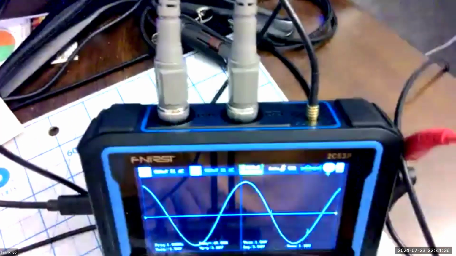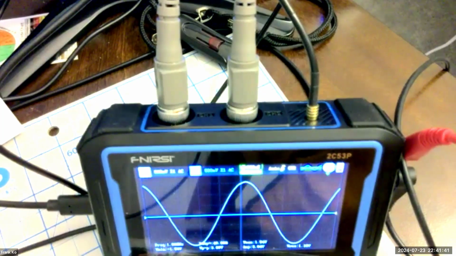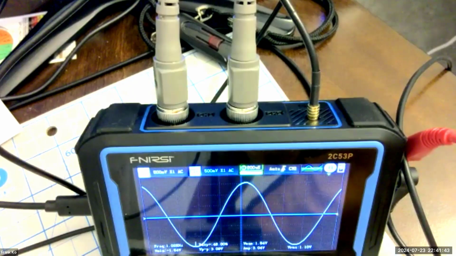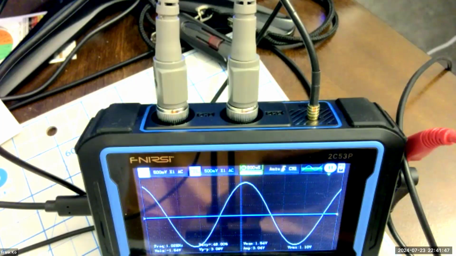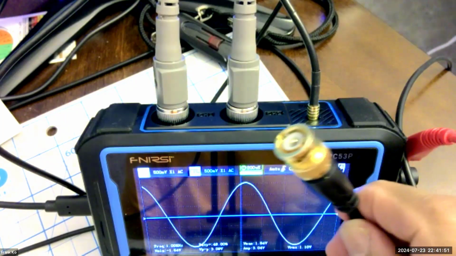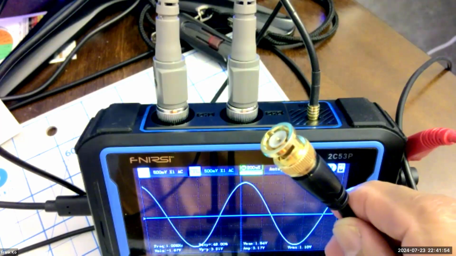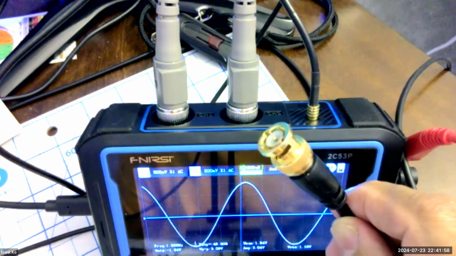The other end of the probe is called a BNC connector. BNC stands for British Naval Connector, or a bayonet connector. And here's an example of the bayonet connector. All right, so this fits on, you give it a twist, and it locks in place very nicely.